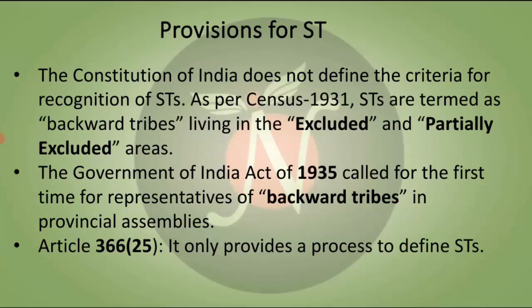Now, what are the other provisions for Scheduled Tribes in our Constitution? The Constitution of India does not define the criteria of recognition of the STs. As per Census 1931, STs are termed as backward tribes living in excluded and partially excluded areas. This is the definition given by the Britishers. The Government of India Act of 1935 called for the first time for representatives of backward tribes in provincial assemblies. Article 366 clause 25 only provides a process to define STs.